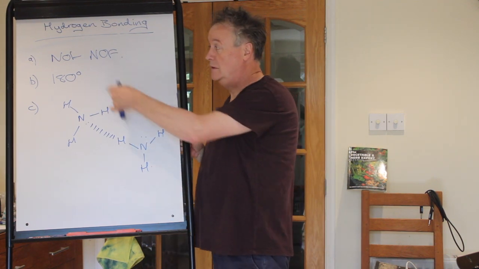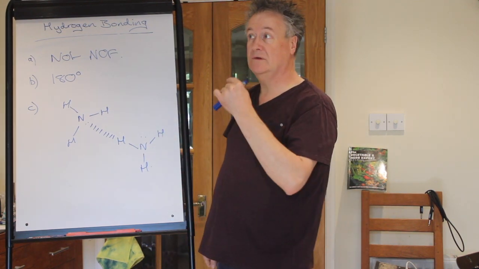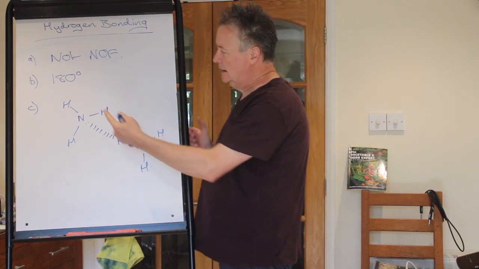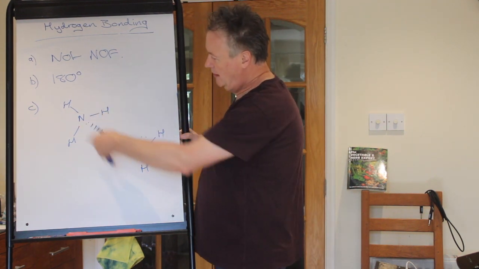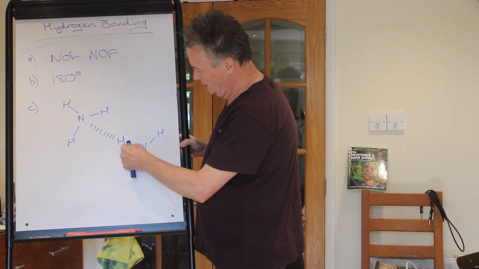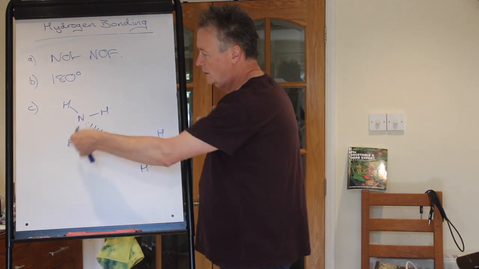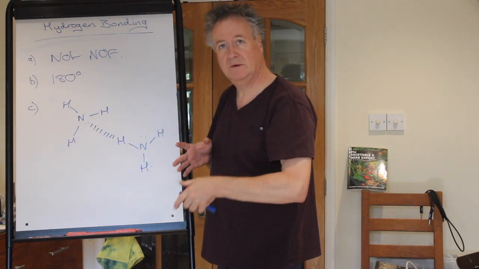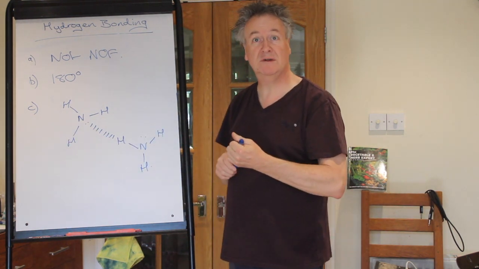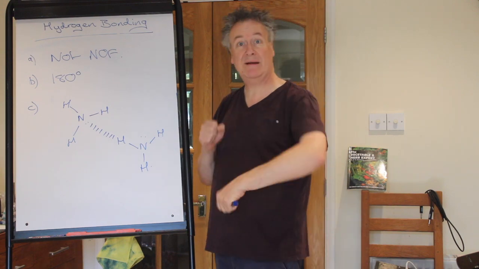It wasn't NOF. 180 degrees, because that's that critical thing. And a hydrogen bond between two ammonia molecules comes out of the hydrogen straight onto the lone pair on the other nitrogen, and you get it obviously onto other molecules. And there we go. I now need to get the board ready for the second part of this, so we're just going to take a little gap.